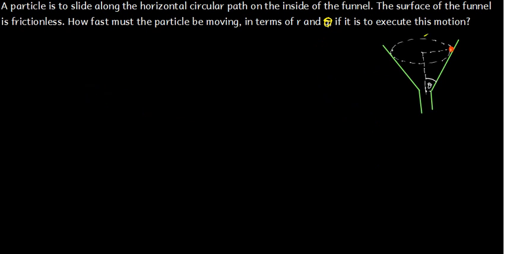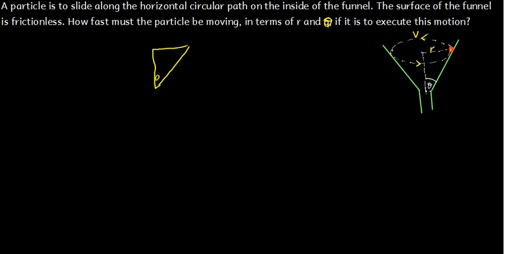Now, this particle is moving in a horizontal circular path in a funnel as it gets to go down. If it is to execute this motion, what will be the velocity v? We're supposed to move at that angle theta and the radius here r. Now, let's break out the motion which we have here. We can form this triangle.